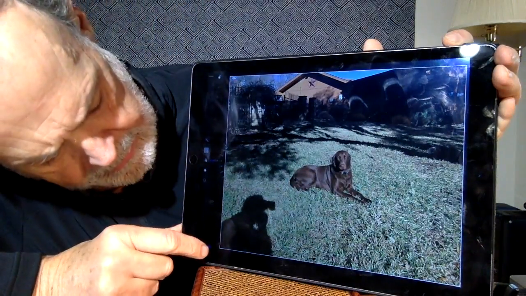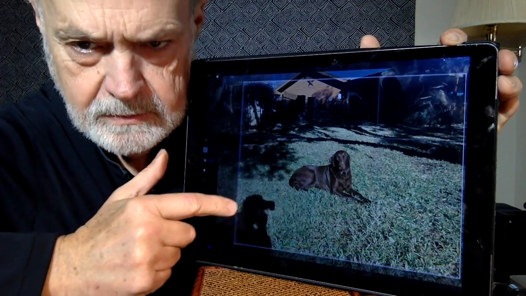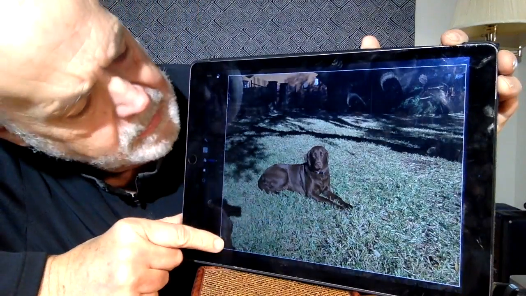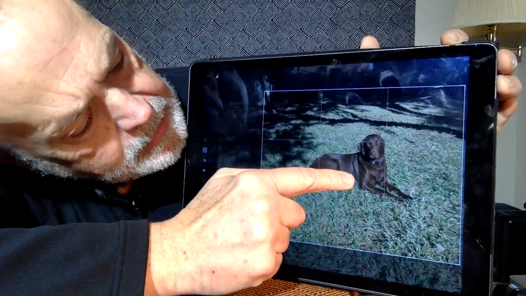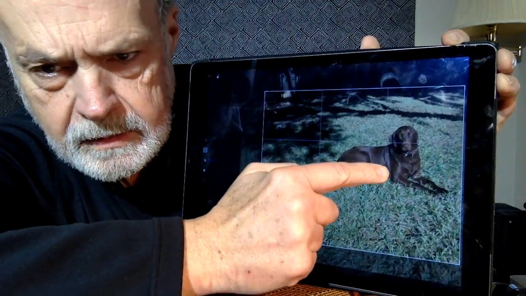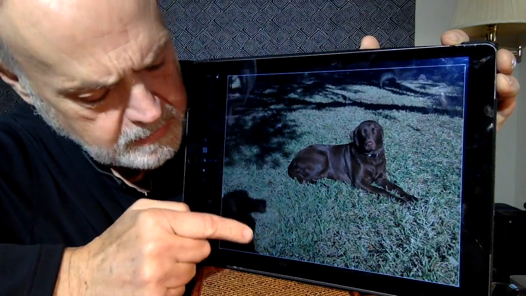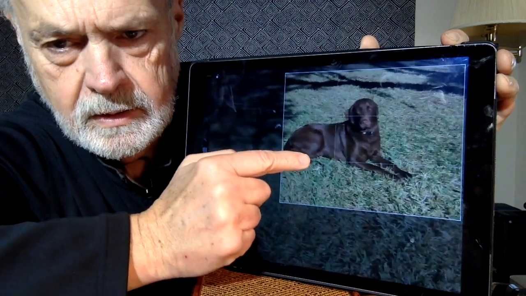So to do that, all I have to do is touch the screen, and you'll see that my little grid appears, my little tic-tac-toe. So we're going to put Juno right where her eyes are in the crosshairs where they meet, and we'll adjust it down until we get a good looking picture.